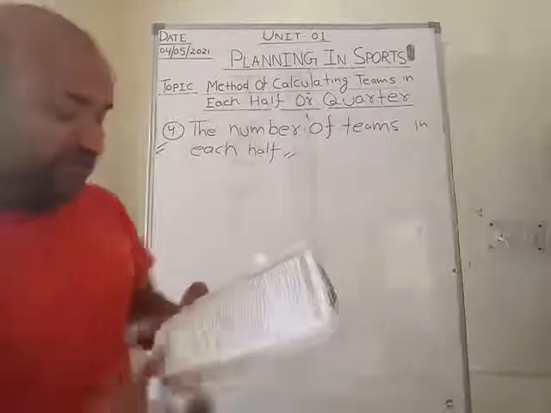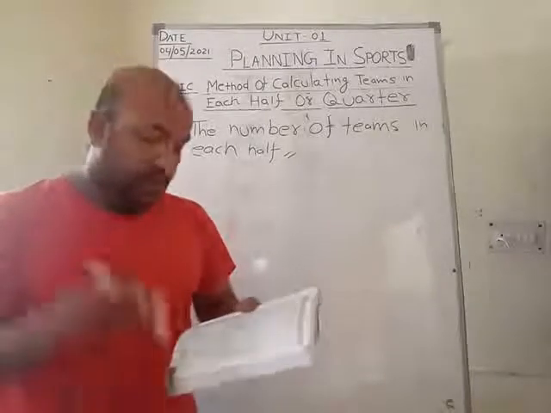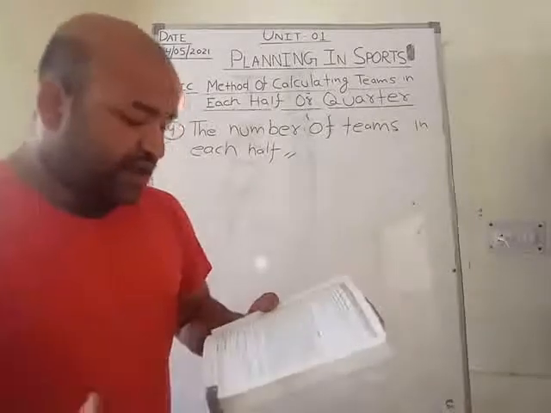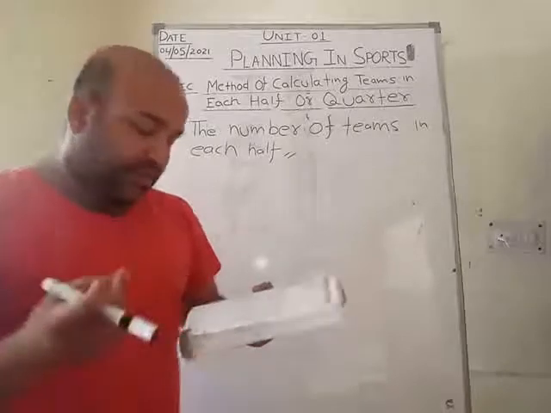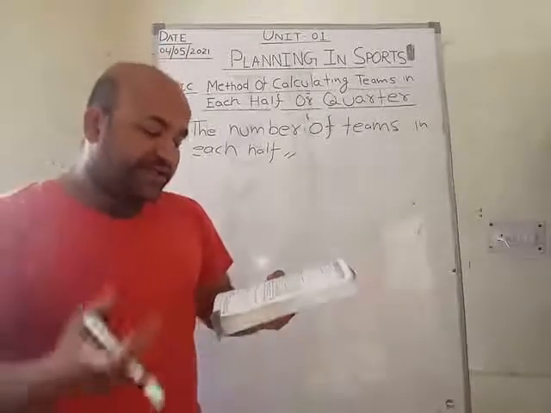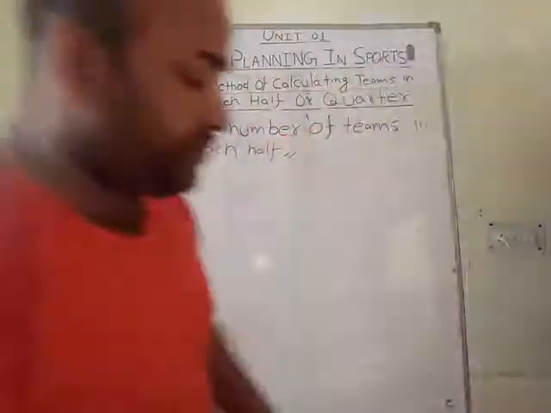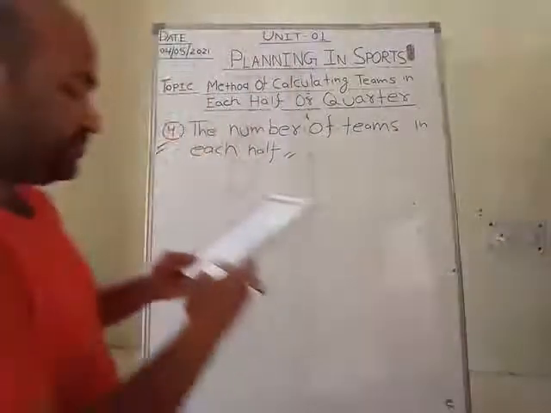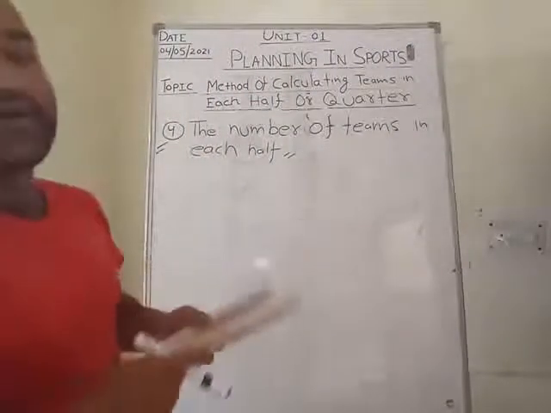The total number of teams in each half. The first point in the fourth number: if the number of teams is in the power of 2. Once again, if the number of teams is in the power of 2, it becomes easy to divide the teams into two halves.